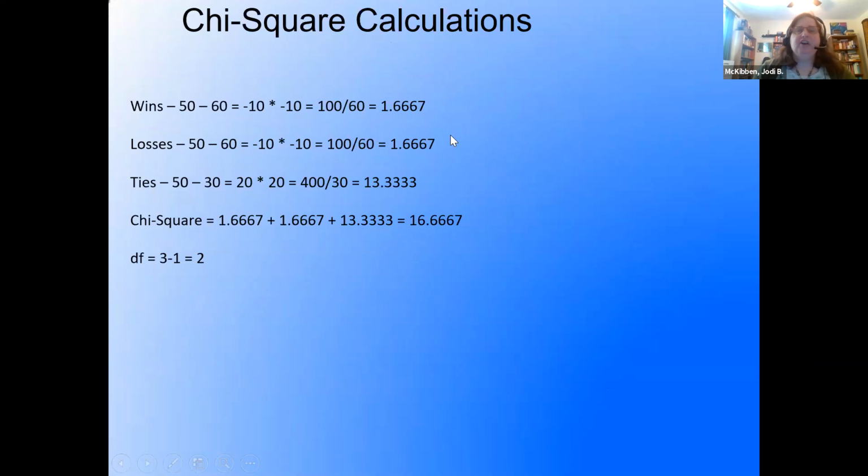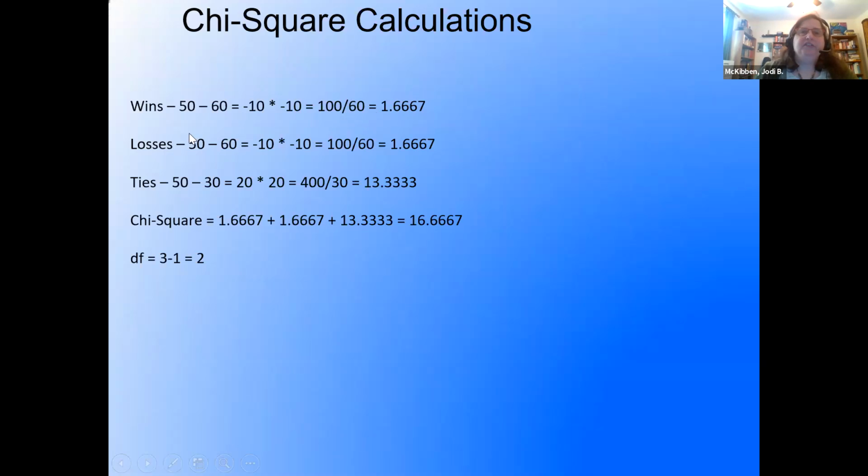Okay, let's look at it. So how do we actually calculate the chi-square then? Well, we take the 50 observed minus 60 expected. That's negative 10. We square that, so negative 10 times negative 10 equals 100, because if you remember, negative times negative gives you a positive. And then we take the 100 divided by our expected, which was, again, 60, and we get 1.6667. Notice how we still hold on to our 4 decimals.